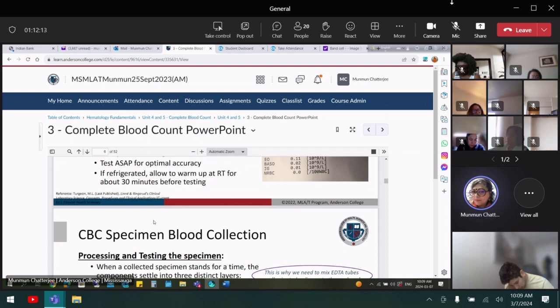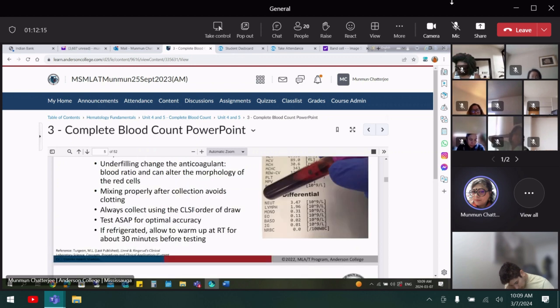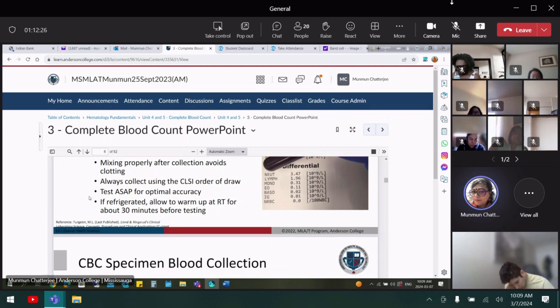So that's why I said this one. It said always collect using the CLSI order of draw. Test ASAP for optimal accuracy whenever possible. Always, if you can do the test immediately, that gives you the best result. But in the collection centers, it's not possible. Sometimes it takes 2 hours, 3 hours, 4 hours, and then you have to preserve the sample accordingly.